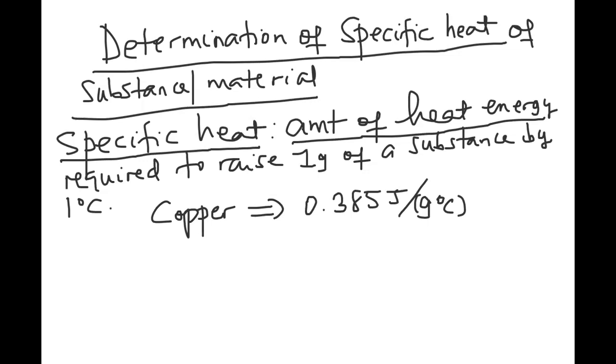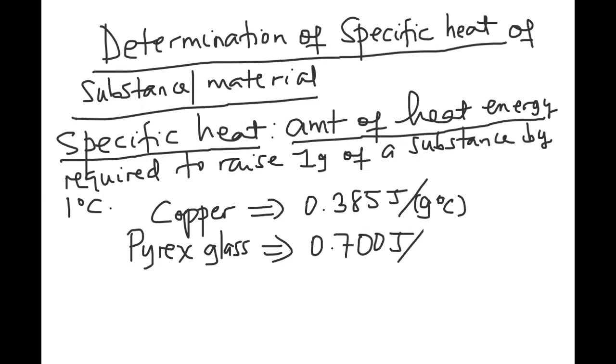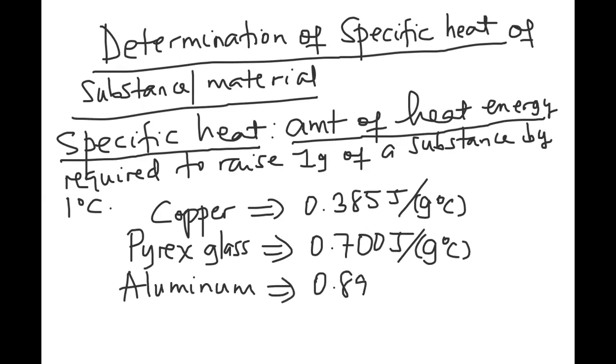Now for Pyrex glass, we need 0.700 joules of energy to raise 1 gram of Pyrex by 1 degree Celsius. And for aluminum, just to give you a few more substances, we need 0.890 joules of energy to raise 1 gram of aluminum by 1 degree Celsius. And that's how we write the specific heat.